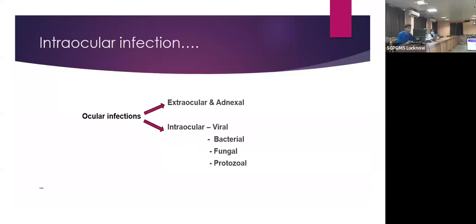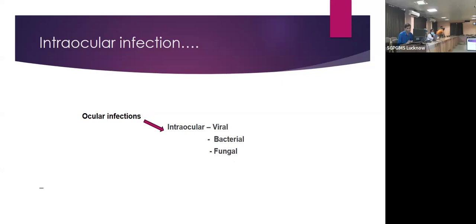First of all, a brief introduction about ocular tissues, or what is intraocular. Actually, all ocular infection can be classified into two categories. One is extraocular or adnexal, and another is intraocular. Intraocular may be viral, bacterial, fungal, or protozoal, but mostly it is viral, bacterial, or fungal. Therefore, we are only talking today about intraocular and only viral, bacterial, and fungal.